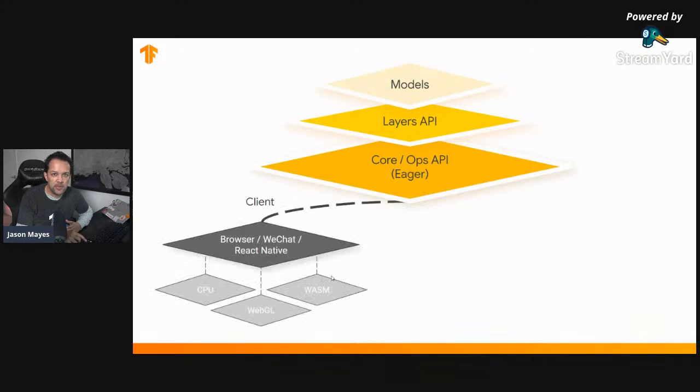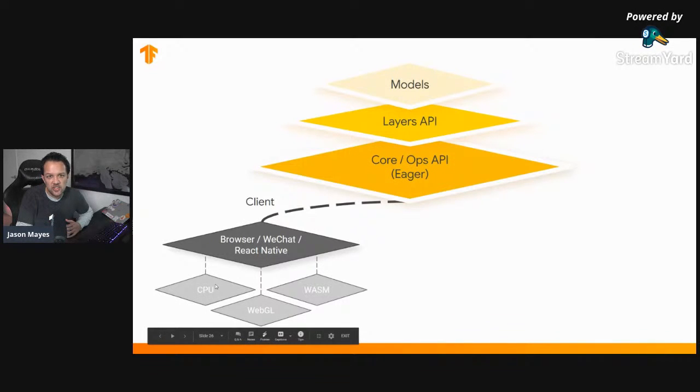Now, this lower level API understands how to talk to different environments, such as the client side. And by client side here, we mean things like the web browser. And then that web browser understands how to talk to different backends, such as the CPU, WebGL for graphics card acceleration, or WebAssembly for more advanced performance benefits on the CPU. And it will automatically detect what is available, and most of the time it will select the right one that is fastest to execute on. But as a developer, you can actually choose to force one or the other if you know one of them has a performance benefit for your particular model.